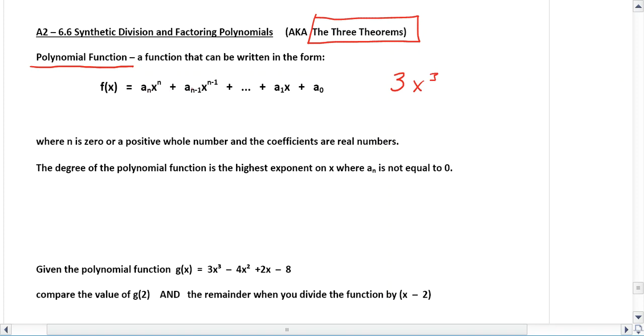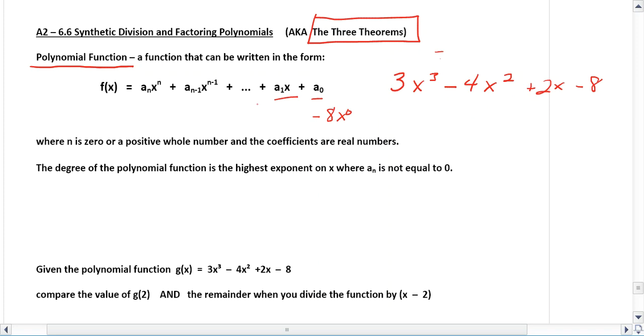And then this a to the n minus 1 means we're just going down 1 degree. So we're looking for the x squared term. So in our example, a to the n minus 1 is a negative 4, and this is an x squared because the exponent came down 1. And it just keeps on coming down until we have an x term, plus 2x. And then this constant, this negative 8, is really negative 8 times x to the 0 power, which is 1.